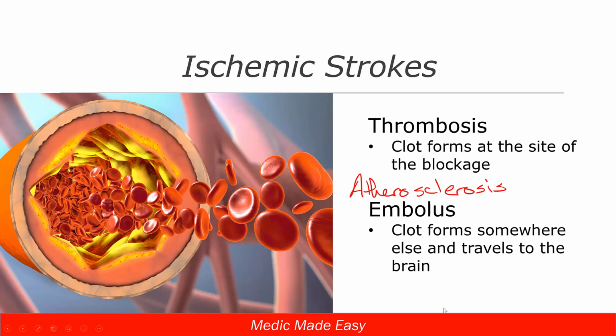So a slight definitional difference that would be good to understand is the thrombus versus an embolus. Thrombus: that clot forms right there, and now it's cutting off blood flow. Embolus: that clot formed somewhere else, broke loose, and then got stuck in a blood vessel inside the brain.